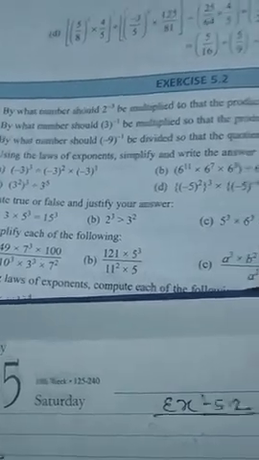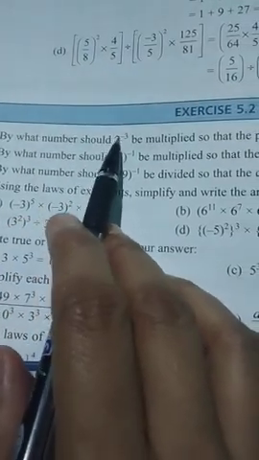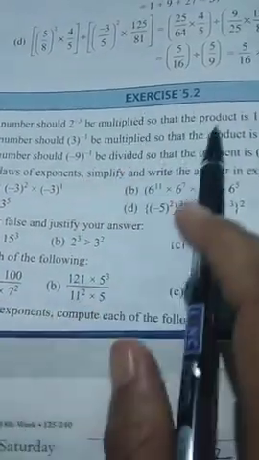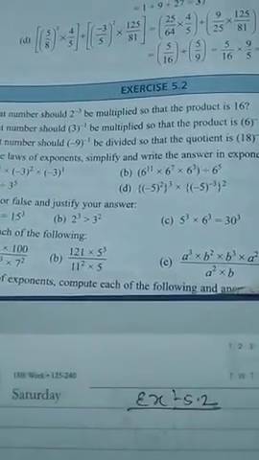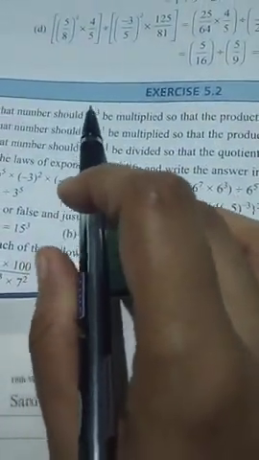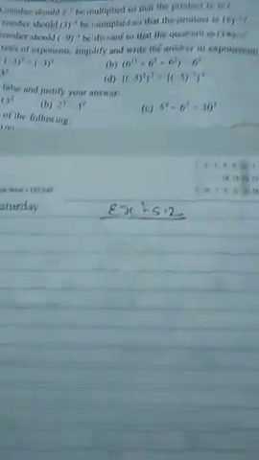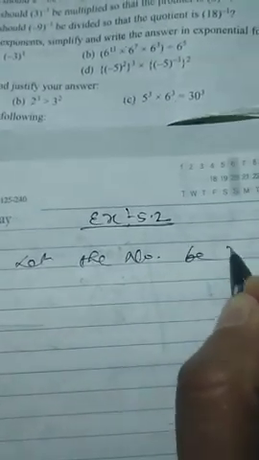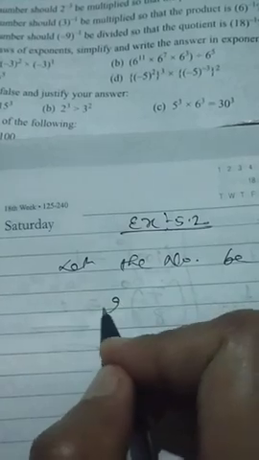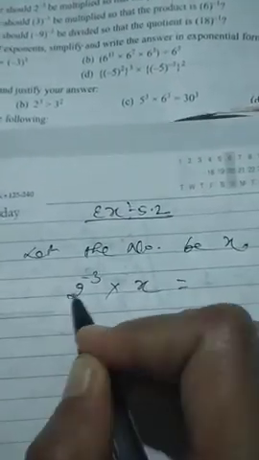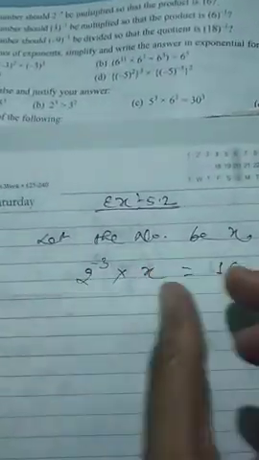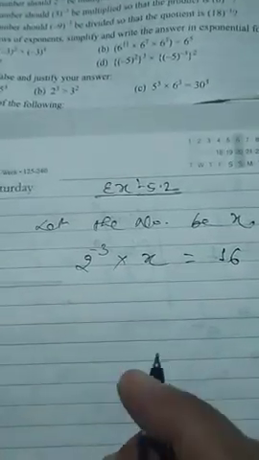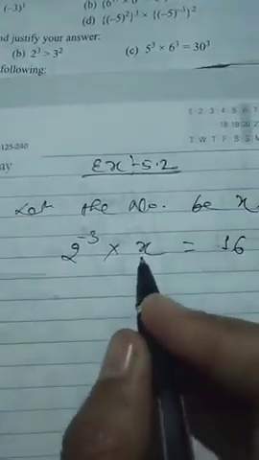Exercise 5.2, question number 1. By what number should 2 to the power minus 3 be multiplied so that the product is 16? Means by what number should we multiply 2 to the power minus 3 so that the product will be equal to 16. So let the number be x. By x we will multiply 2 to the power minus 3 so that its product will be equal to 16. According to the question, we are forming this equation. Now we have to find the value of x.